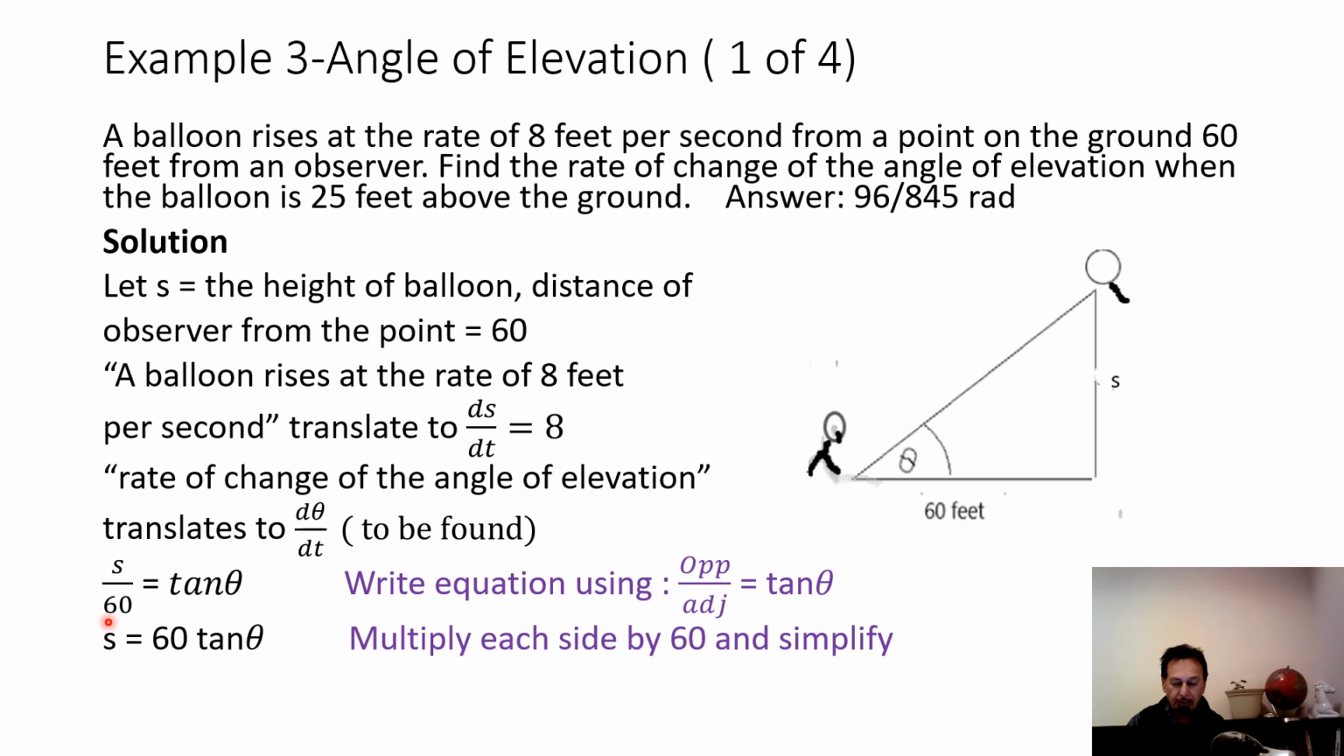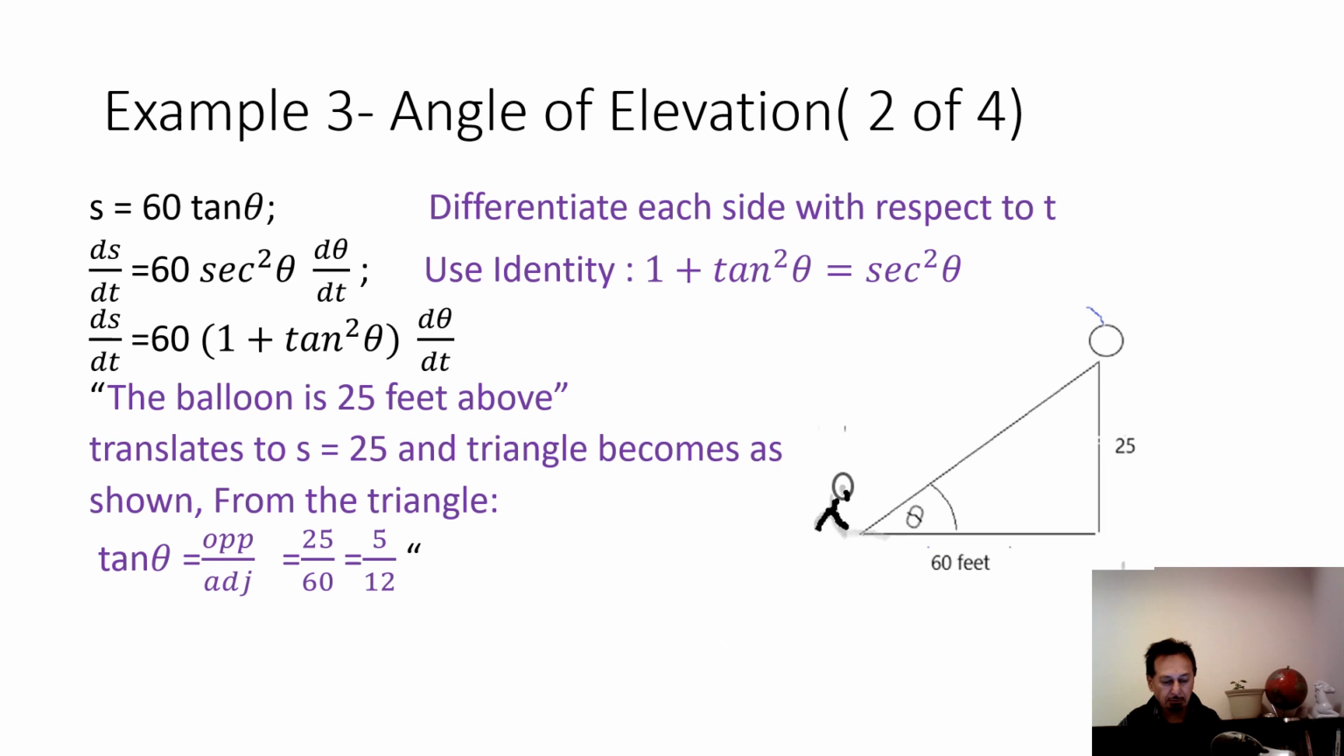So therefore we have S over 60 is tangent theta. Now we multiply 60 here and 60 here, we get S equals 60 tangent theta. So now we have the equation S equals 60 tangent theta. So we can differentiate each side with respect to t. So this S becomes ds over dt and 60.